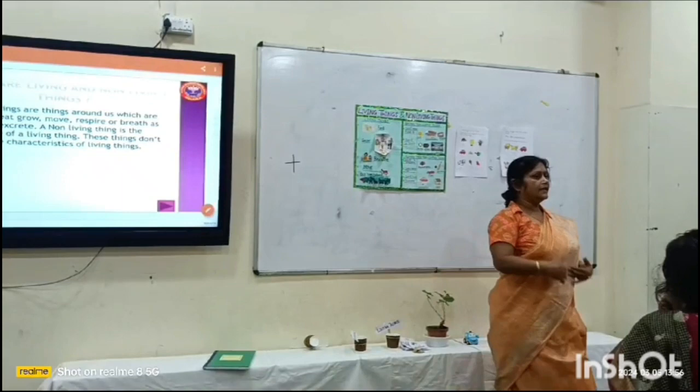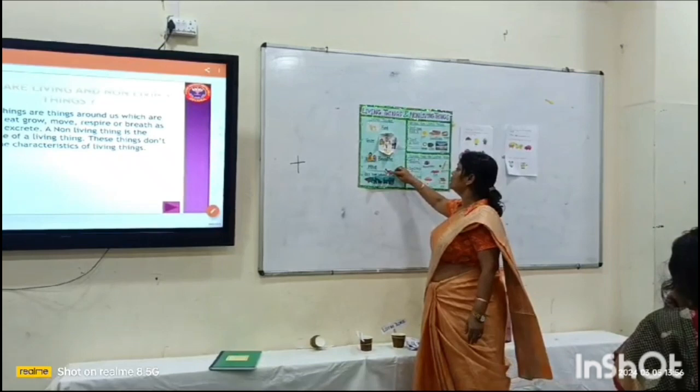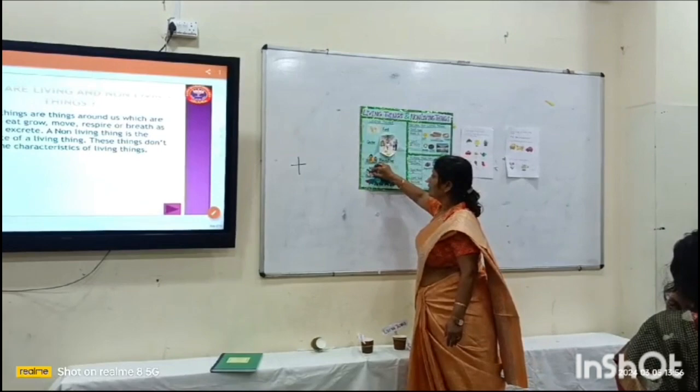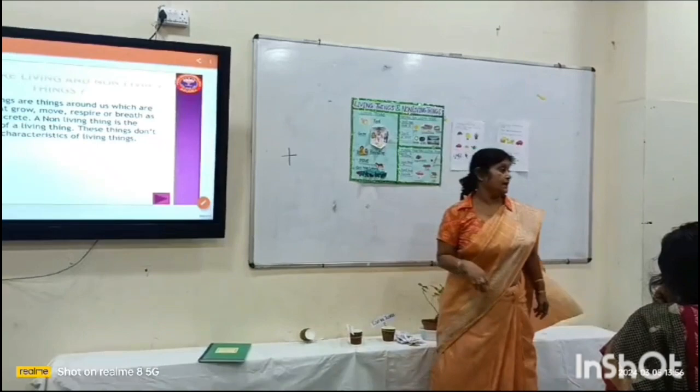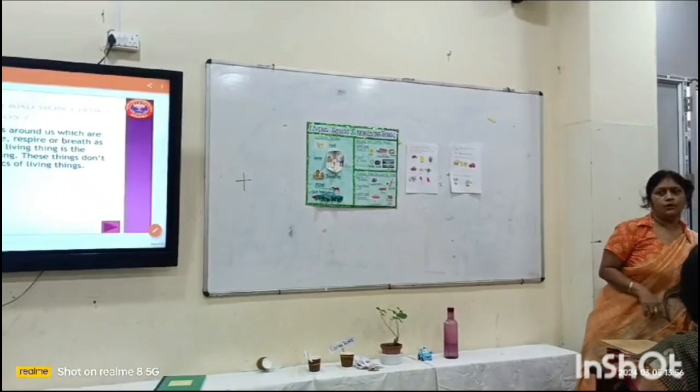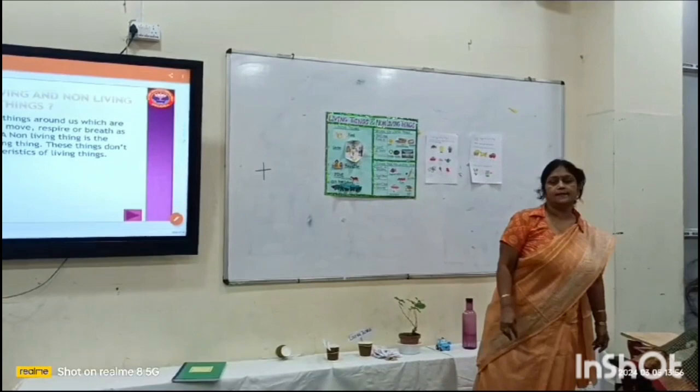And then move. How does the living thing move? The dog can move like this. Cat can move and many birds, many other insects. And I think only one thing cannot move, only grow. That is trees, plants.